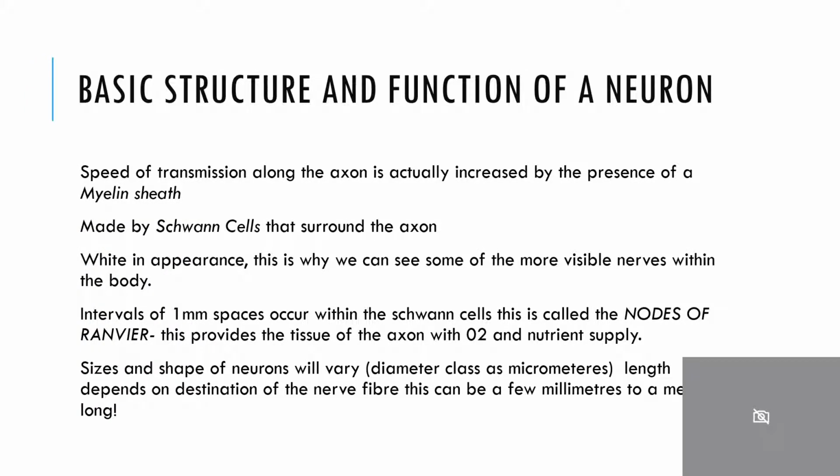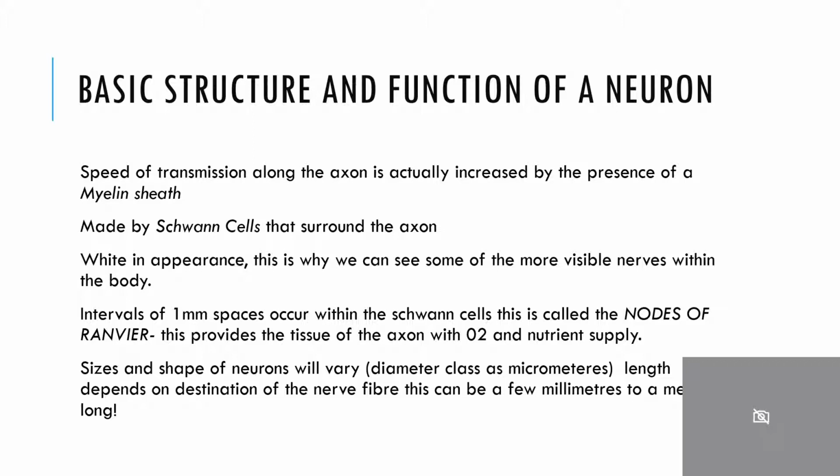The basic structure and function of a neuron. The speed of the transmission along the axon is actually increased by the presence of what we term a myelin sheath, and it's made up of lipoproteins. It's made by Schwann cells that surround the axon, which are white in appearance, and this is why we see some of the more visible nerves within the body, and you may have seen these if you have been watching procedures in theatre. We have intervals of 1 mm spaces occurring between the Schwann cells, and these are called the nodes of Ranvier, and this provides the tissue of the axon with oxygen and a nutrient supply.